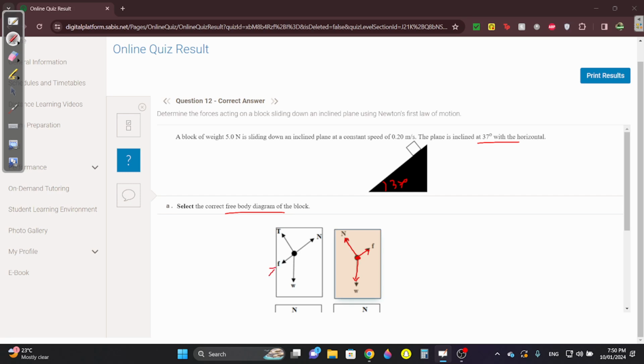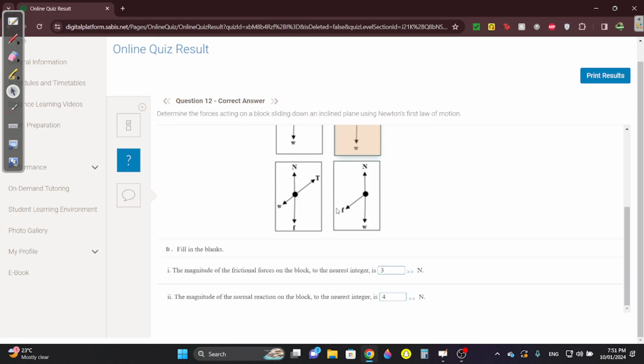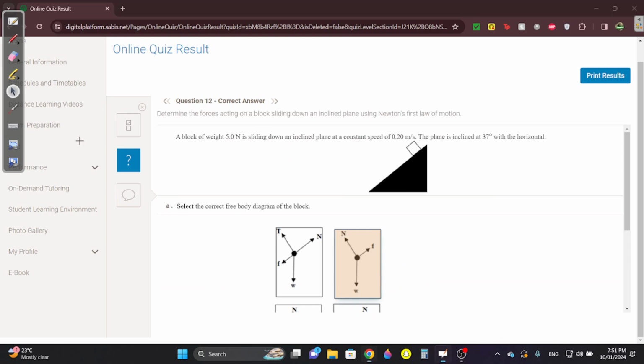Obviously, friction here is not going to be to the left. It's to the right because the block is falling down, so the friction is going to be in the opposite direction. And what other choices? One second. Tension, T. I don't know why we have tension. Here the normal force should be to the side and friction should be on the other side. Part A is pretty self-explanatory, but part B is a bit tricky.